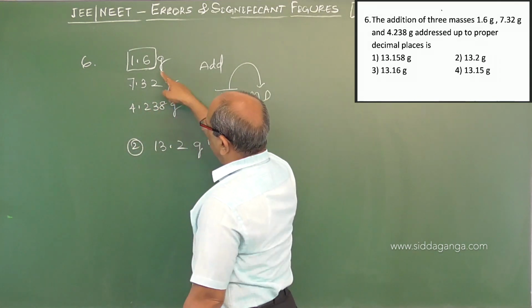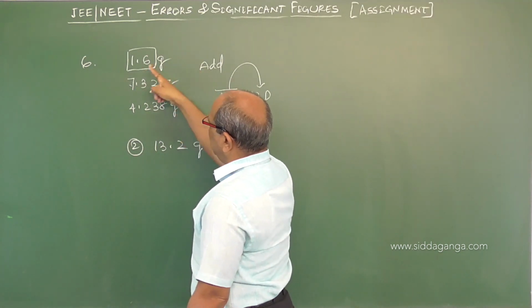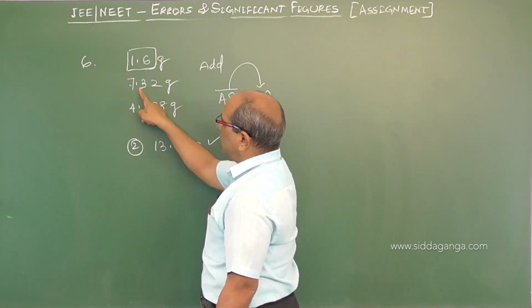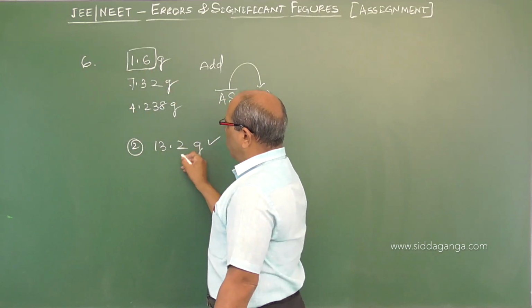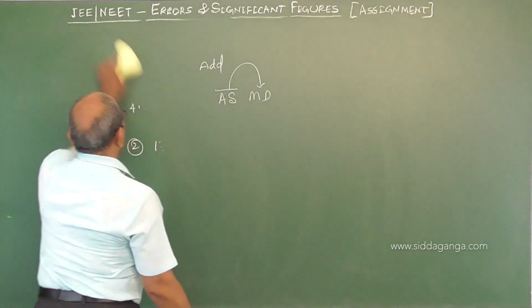I hope you have followed here. After the decimal point, in case of addition, you have to maintain the minimum number of digits. Here there are 3, here there are 2, here 1. Only 1 digit you have to maintain after the addition. Right, coming to next.